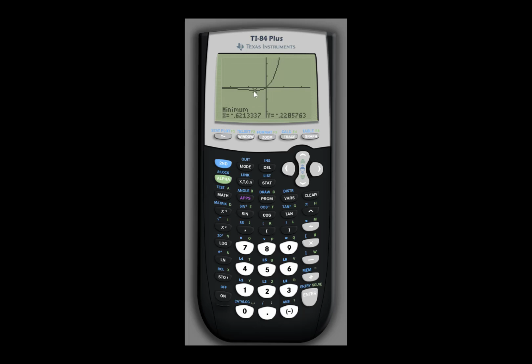So the interval of decrease would be from negative infinity to negative 0.62, and then the interval of increase would be from negative 0.62 to infinity. The range of this graph then would be negative 0.23, the y value negative 0.23, up to infinity.